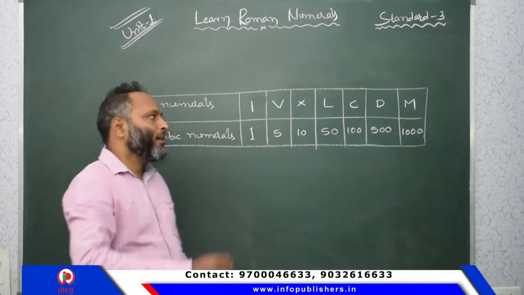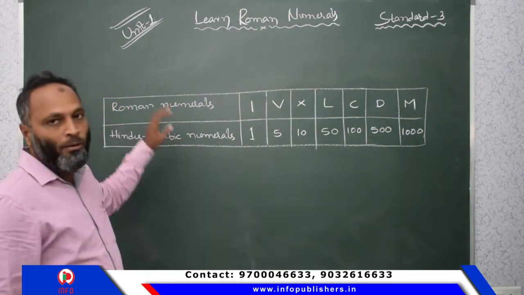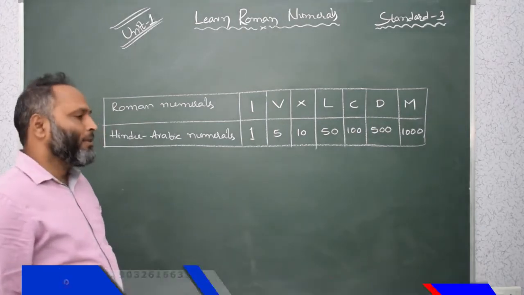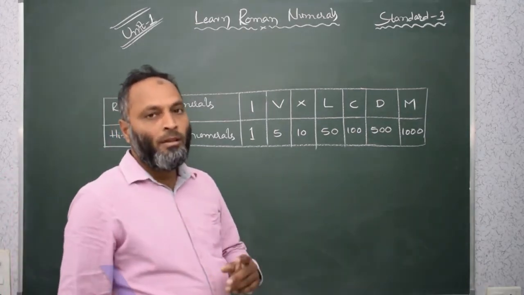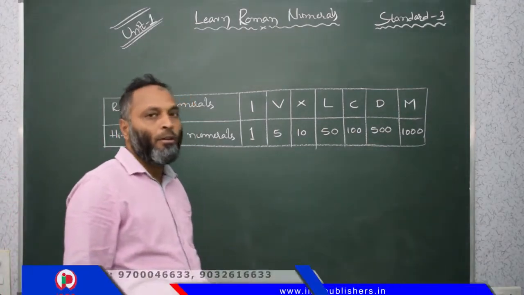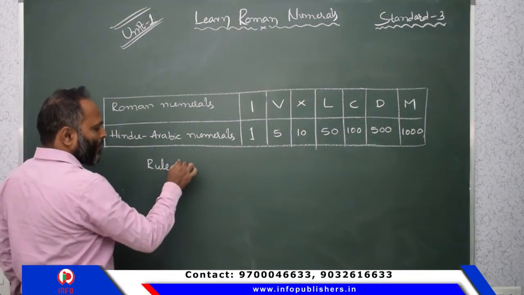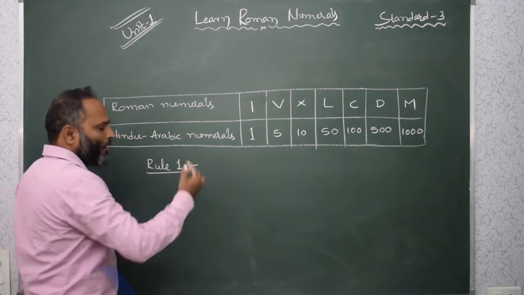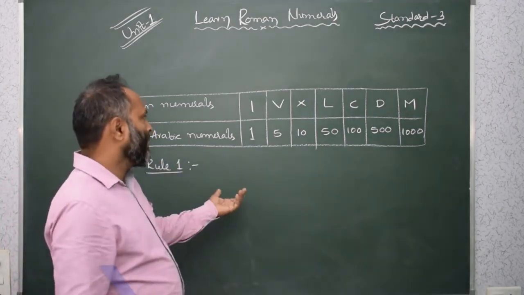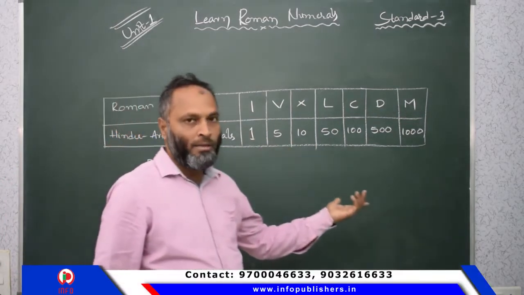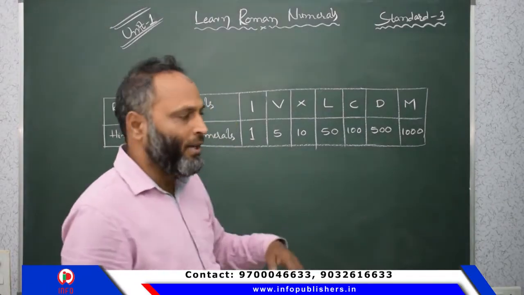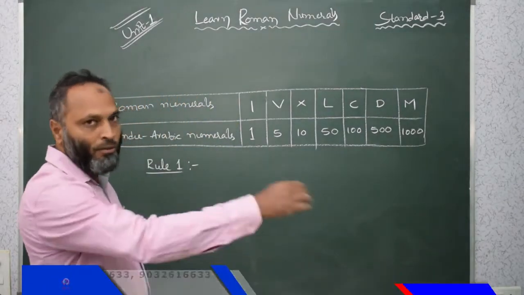Now students, here we are going to discuss Roman numerals. In Roman numerals we have some rules for how to write them. Rule 1: whenever the Roman numeral repeats twice or thrice, we have to add. That rule we already discussed.